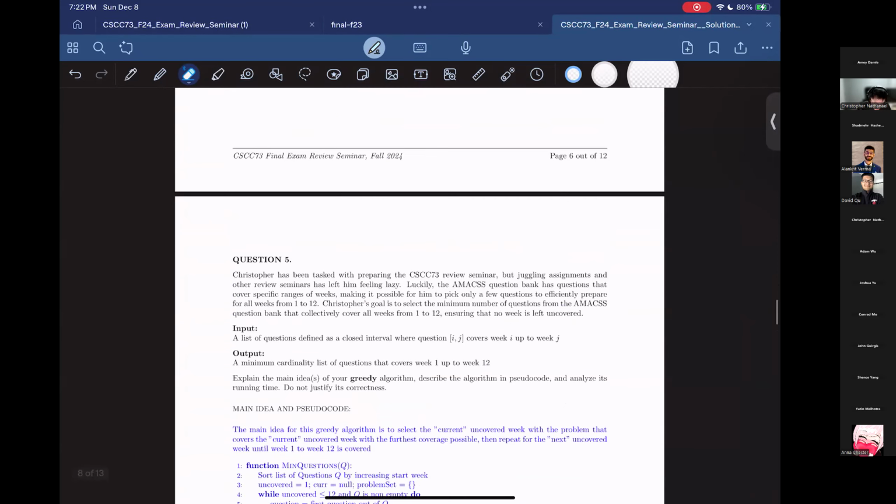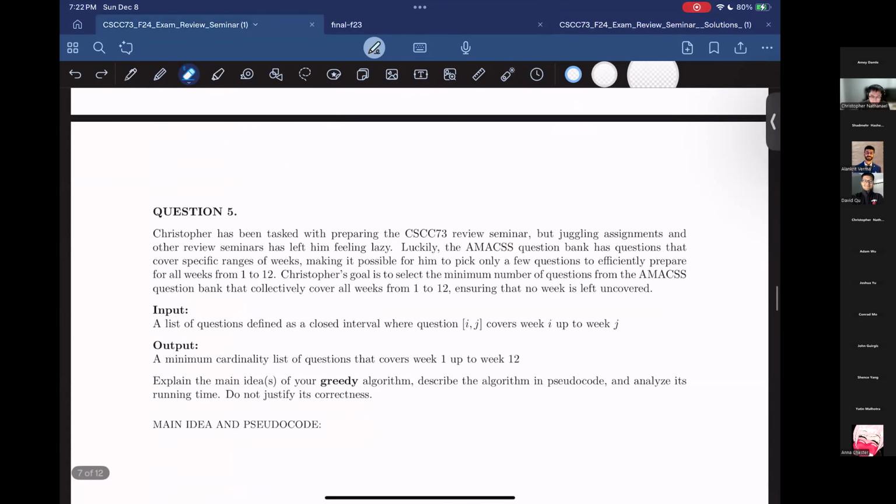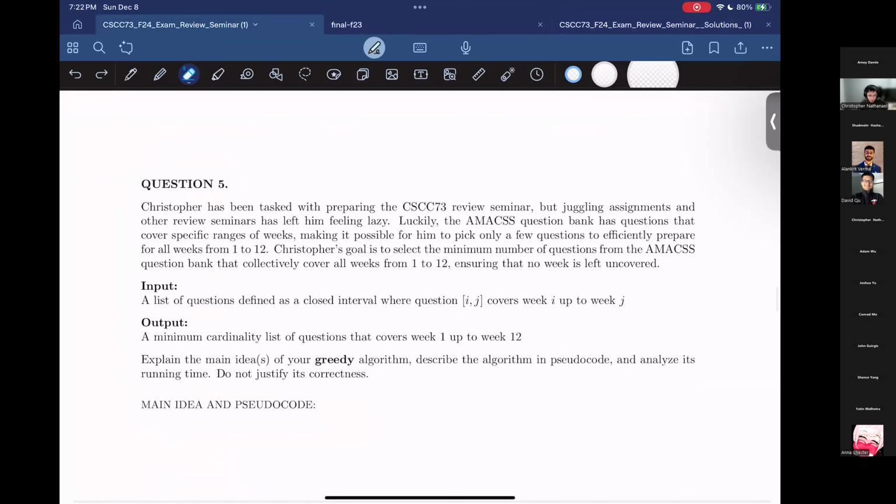Okay, question 5. It's now a greedy problem. Christopher has been tasked with preparing the C73 review seminar, but juggling assignments and other review seminars has left him feeling lazy. Luckily, the AMACSS question bank has questions that cover specific ranges of weeks, making it possible for him to only pick a few questions to efficiently prepare all weeks from week 1 to week 12. Christopher's goal is to select the minimum number of questions that collectively cover all weeks from 1 to 12, ensuring no week is left uncovered.